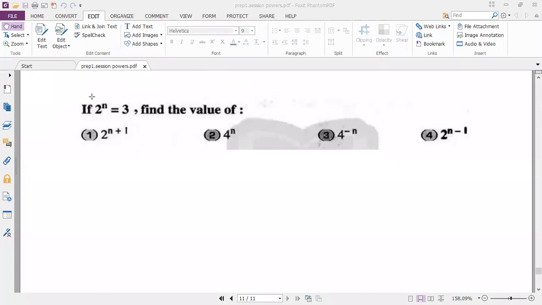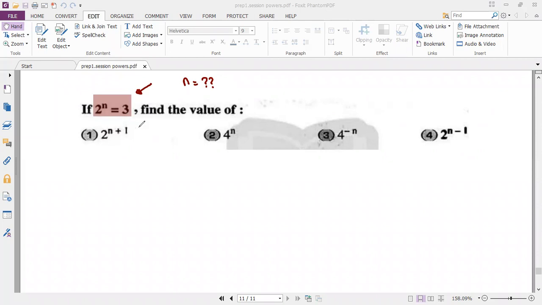Here I have 2 to the power of n equals 3. This is a given. And 2 to the power of what equals 3? I don't know. It's a decimal number. I don't know what the value of n is. But I know that 2 to the power of n equals 3. Okay, this is a given.